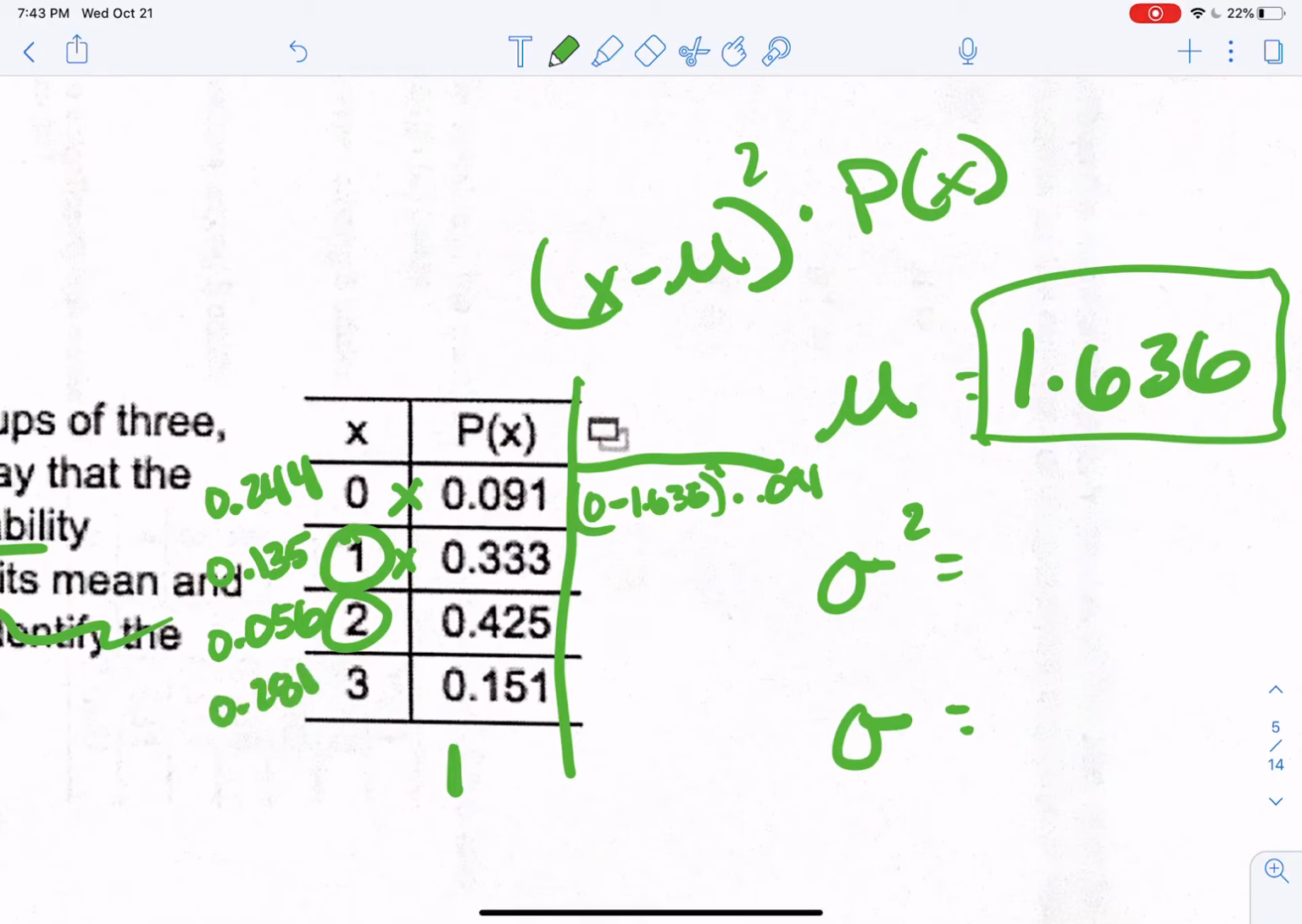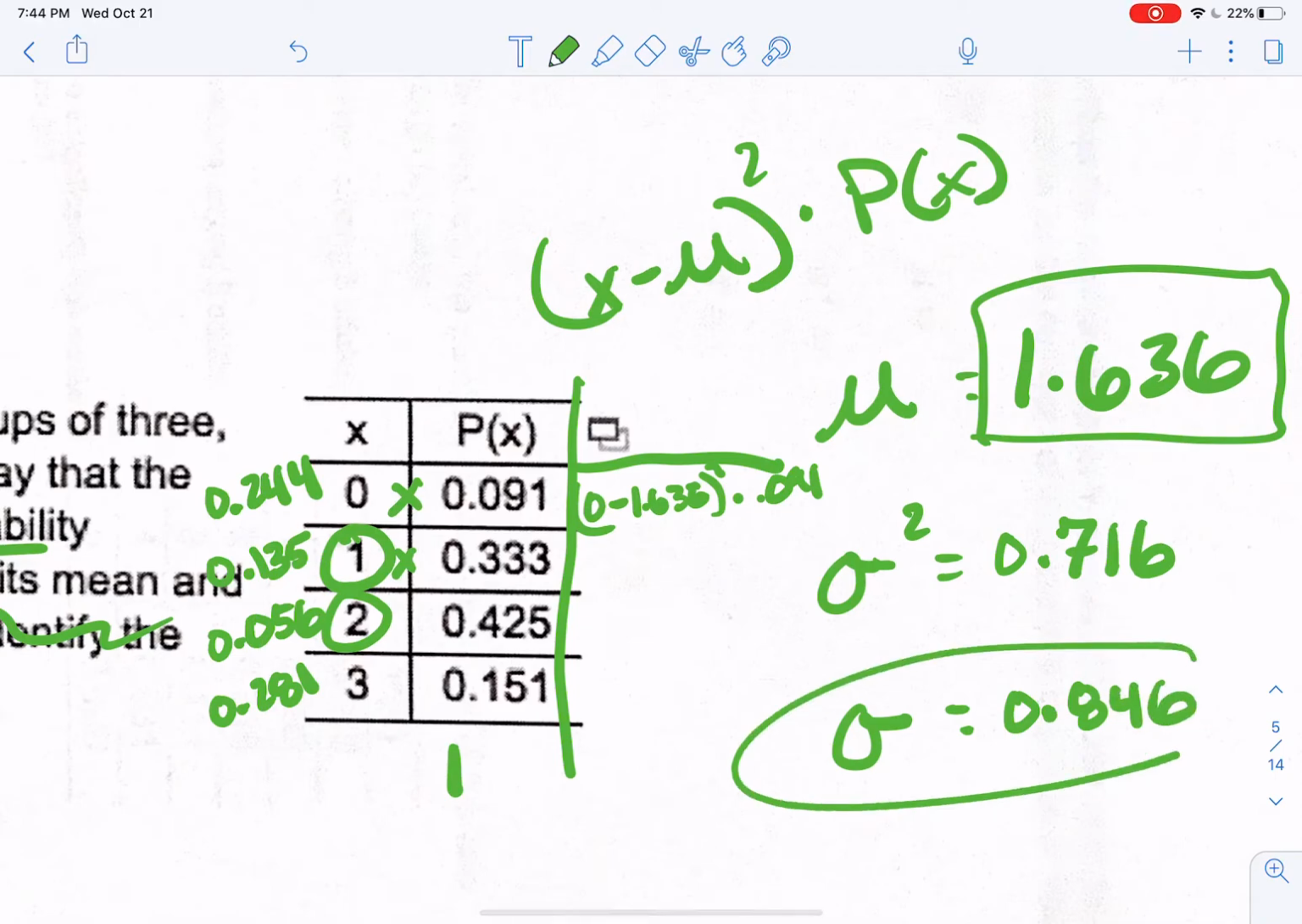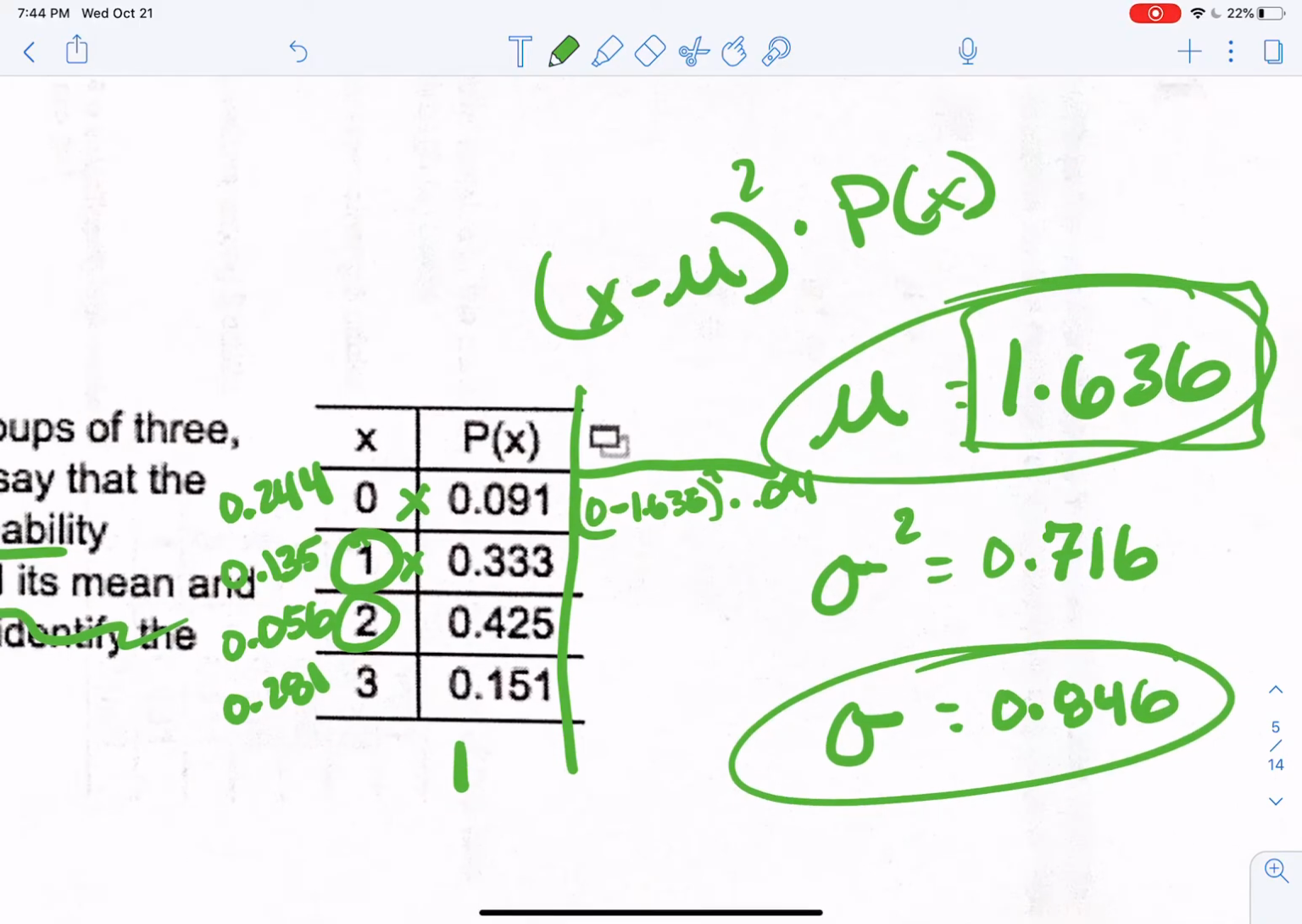Okay, add those all together. 0.244 plus 0.135 plus 0.056 plus 0.281. That gives me a variance of 0.716. Okay, if I take the square root of that, it is 0.846. Okay, that's my standard deviation. So that's what those two things are.